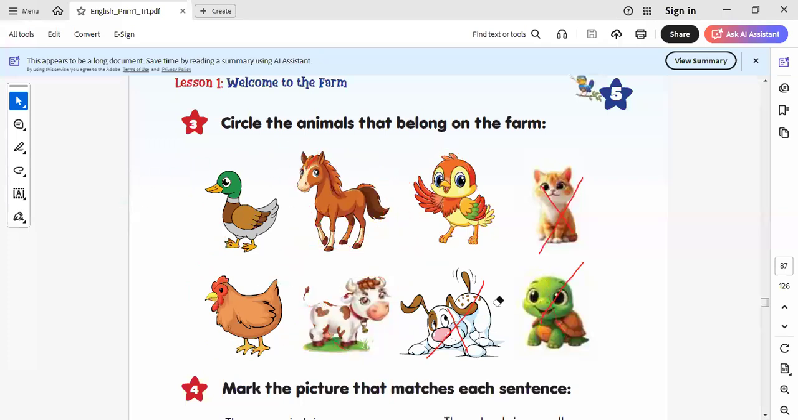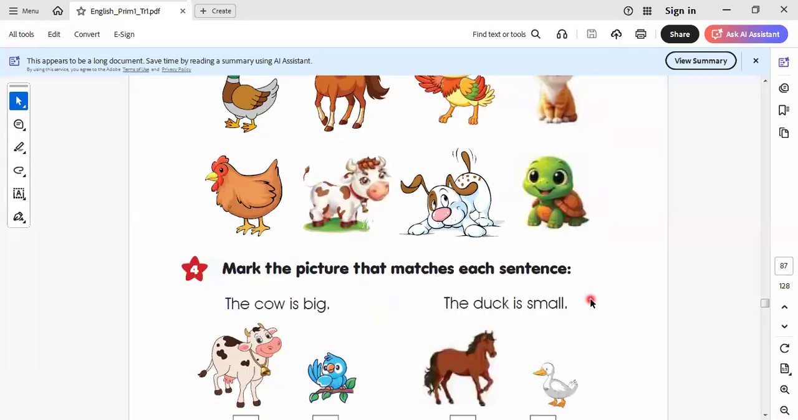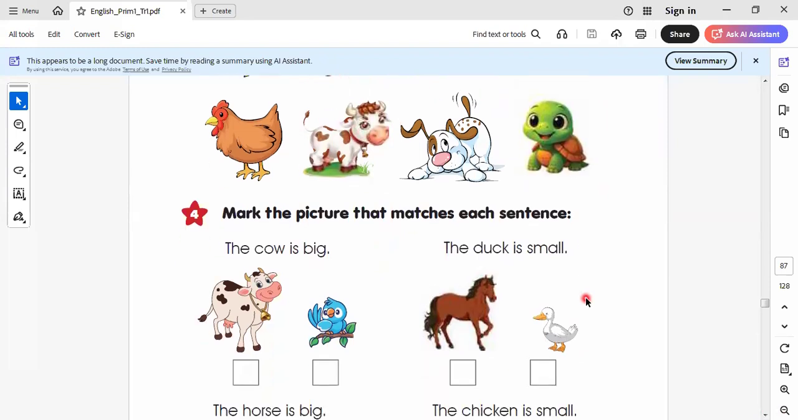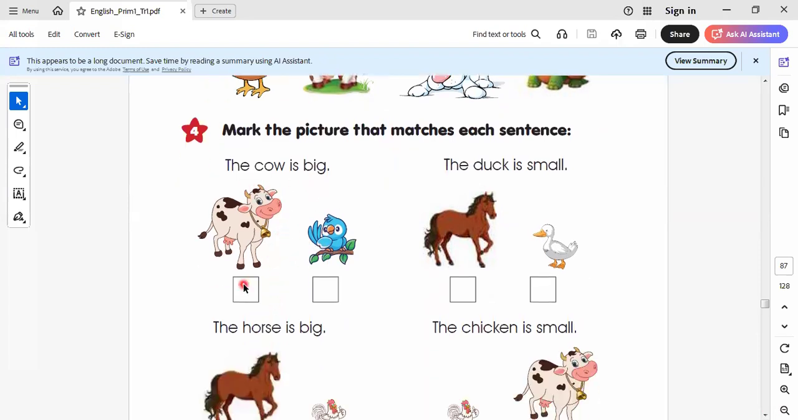Okay, let's go to another item here. Today I will explain lesson 1 and lesson 2, because I know it is enough to learn two lessons today to be able to start. Okay, the cow is big. Which one of the cows is big? This one. So I put a tick right here in this square. The dog is small. Which dog is small? This one. So I put the tick in the next square.